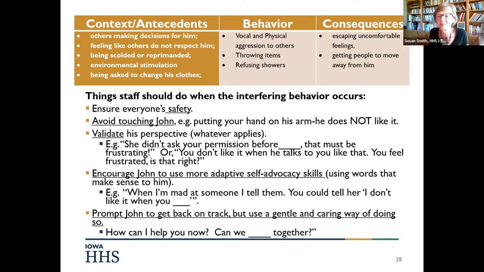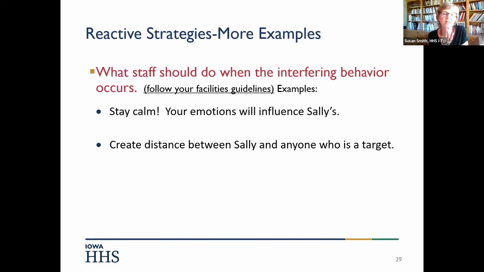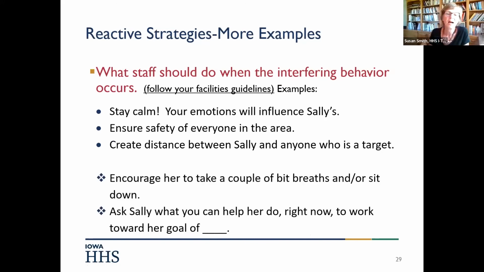Okay, so the next slide, we have 10 minutes left, so we better keep moving. Some generic examples of reactive strategies, what staff can do when that behavior happens. First of all, in my BSPs, I often say follow facility guidelines. That's because some facilities train MANT, some train CPI, some have a different strategy of their own that I don't even know what it is. And I don't want there to be a discrepancy between what their staff has been trained to do and what I tell them to do, because that's going to be confusing and it's going to set staff up for failure if they have two different sets of directions.